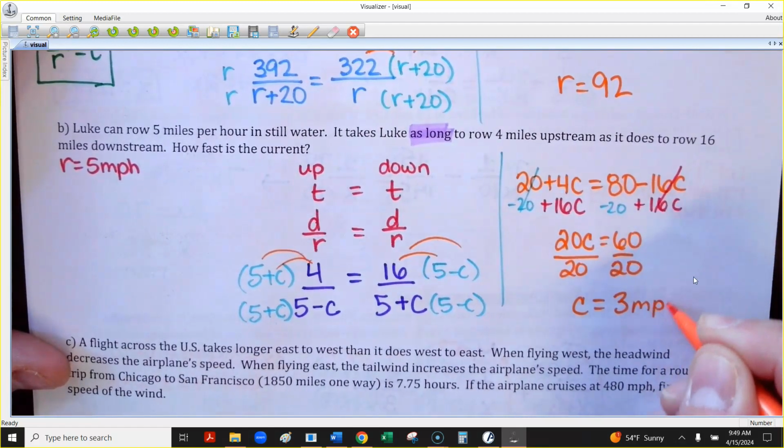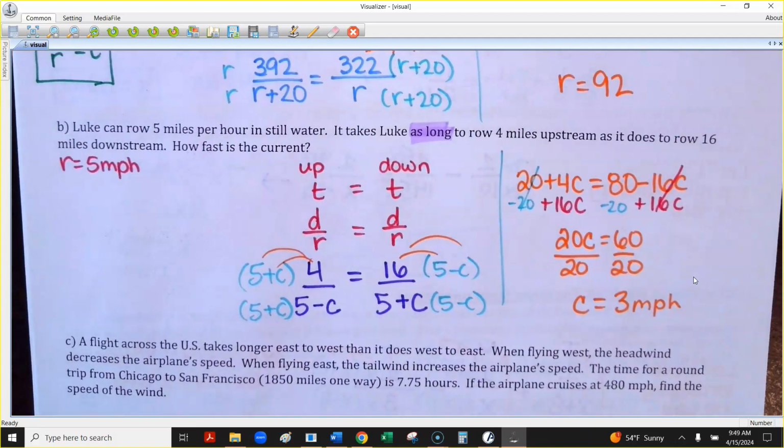3 miles per hour. If you want to plug these back in to check to see if the two sides of the equation are equal, you can easily do that. Is anybody having a question?